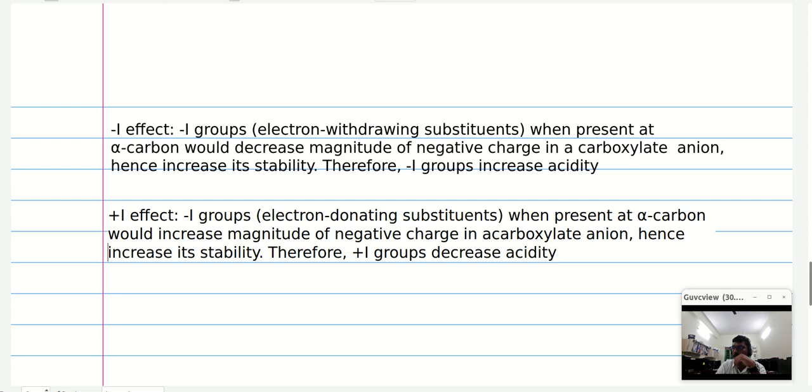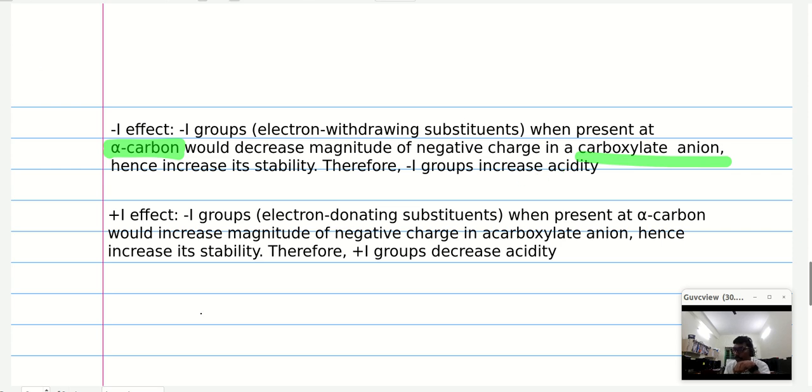So let's look at the effects due to the inductive effect. Minus I groups, which are electron withdrawing substituents, when present at the alpha carbon, would decrease the magnitude of negative charge in a carboxylate anion and hence increase its stability, thereby increasing the acidity.